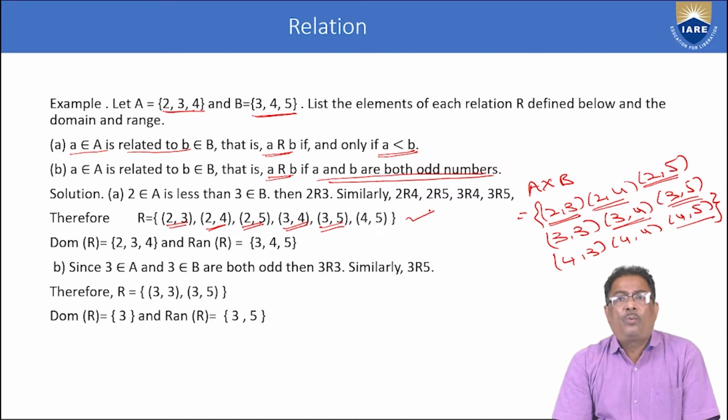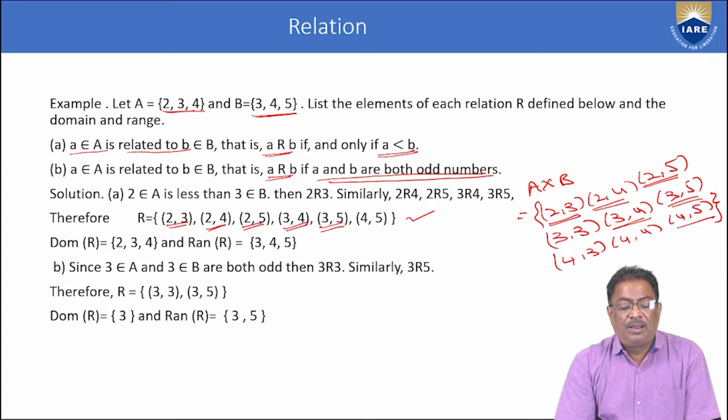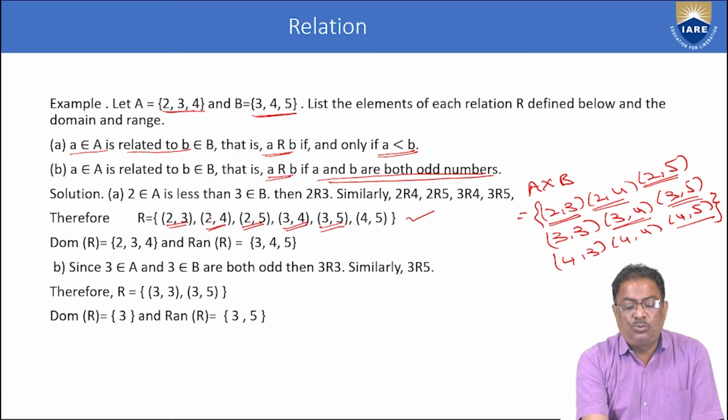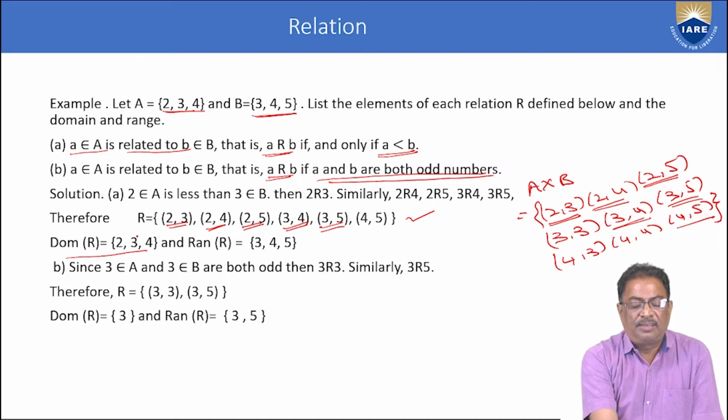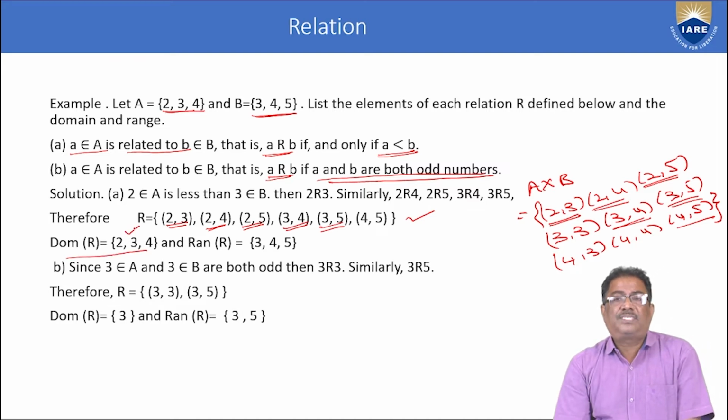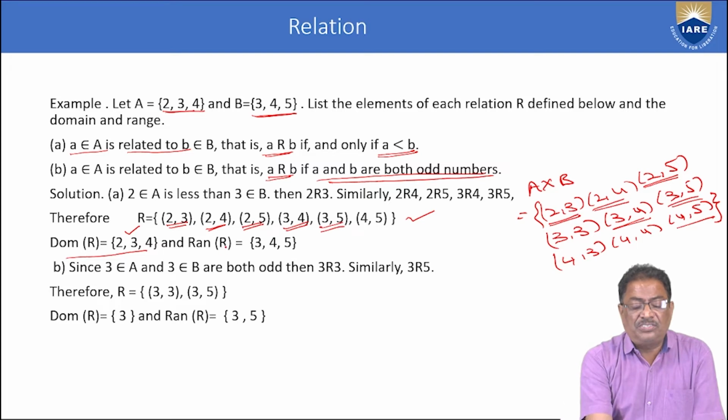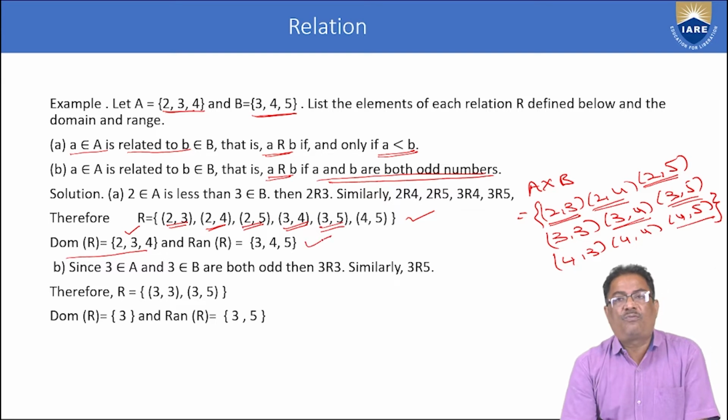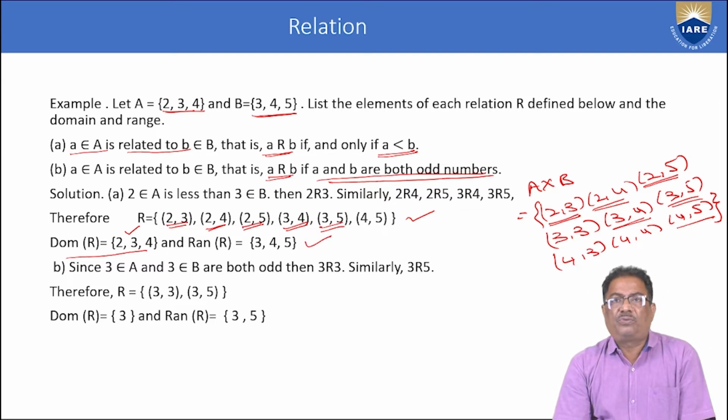So now, what is the domain? Here 2, then 3, then 4. So the domain of R is the set of all first elements of the ordered pairs in the relation. Then the range is the set of all second elements, 3, 4, 5. So it is 3, 4, 5. This is the first one.